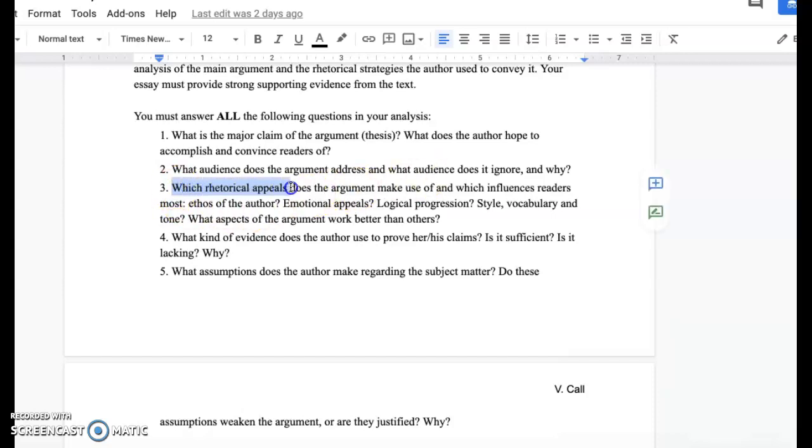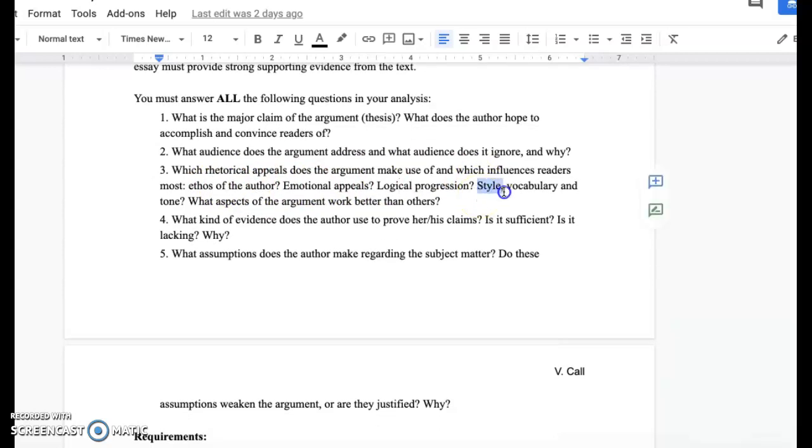So 3, which rhetorical appeals does the argument make use of and which influences readers most? The rhetorical appeals, which you're going to learn about, are also called the rhetorical devices: ethos, pathos, logos, right? So you can focus on those elements here. You can focus on style, vocabulary, tone that's being used in the text, right? Is it more formal? Is it more informal? Why does that matter? How does that affect who they're probably addressing, right? What aspects of the argument work better than others?